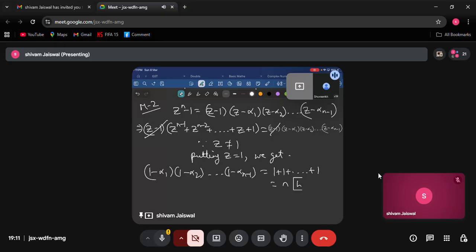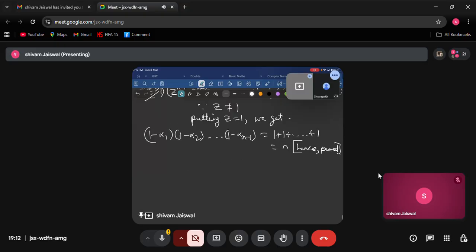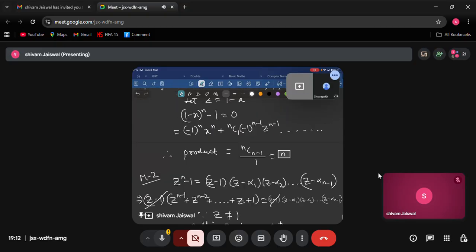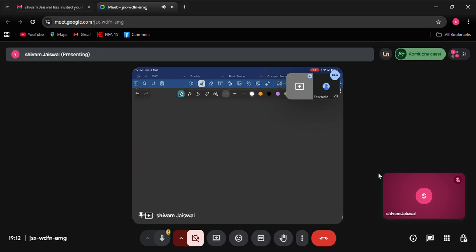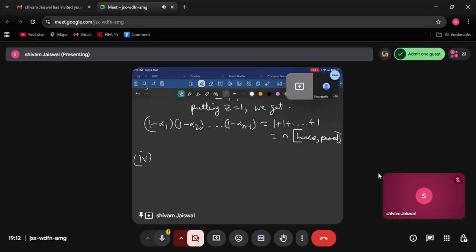Okay, you can follow the second method. It will be better. Okay, next. Another property. Property number 4. (1 plus alpha 1) into (1 plus alpha 2) into dot dot (1 plus alpha n minus 1) will be equal to 0 if n is even, and this will be equal to 1 if n is odd.